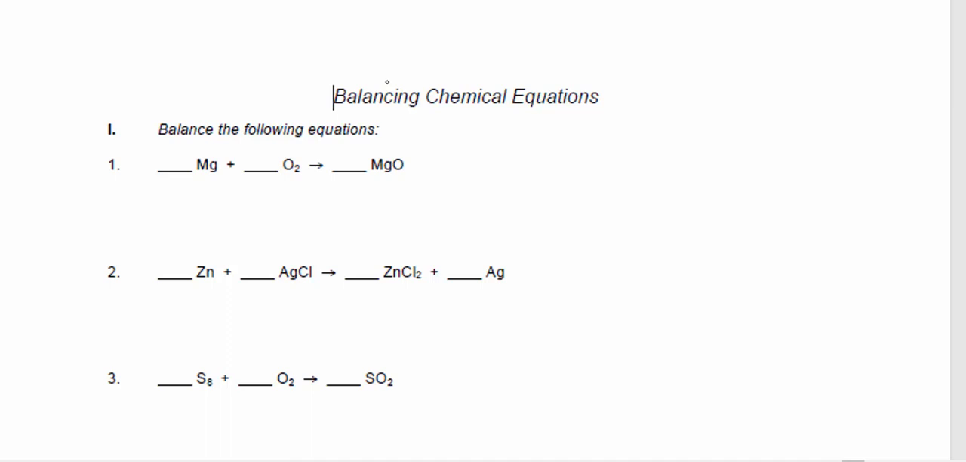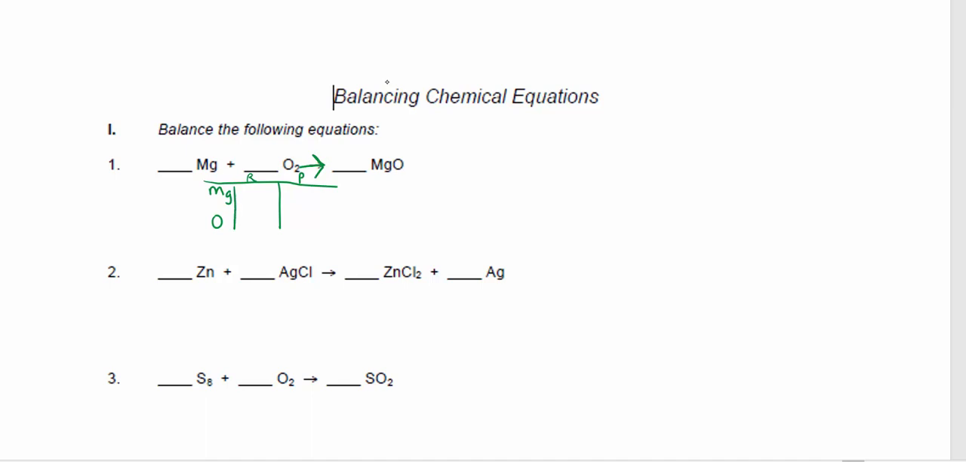When we balance equations, what we're trying to do is get the same number of atoms of each element on the reactant side and the product side. So use these arrows as if they are equal signs. You need to have the same number of, for example, with number 1, magnesium atoms on the reactant side as you have on the product side.